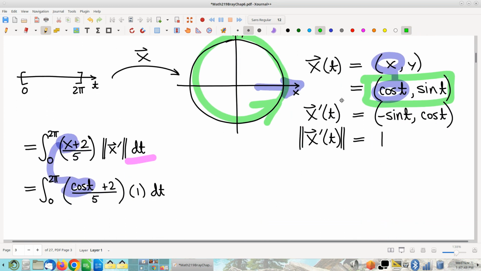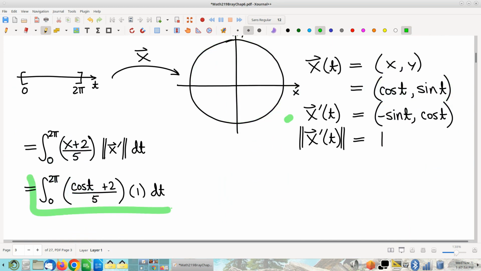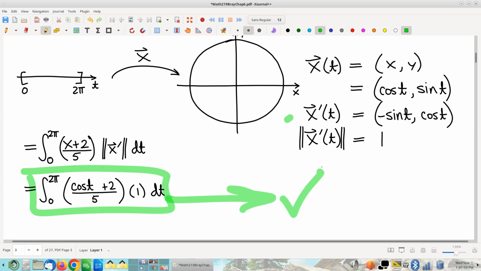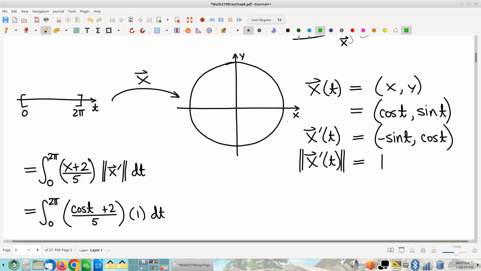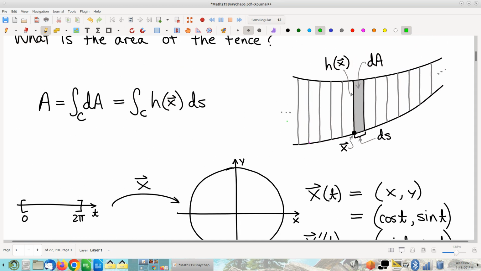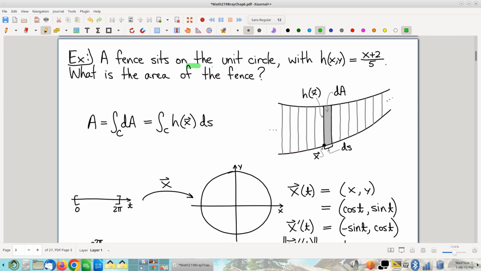Okay. So it's basically all over but the shouting. I'm going to leave the details to y'all, and this fully single variable integral, y'all can crank out on your own. Yes? One more thing. Just from reading the question, how did you know that you wanted to parameterize it using a circle? Because I was directly told that the fence is on the unit circle. Oh, okay. And so the path that I'm building the fence on top of was given. Yeah, right.